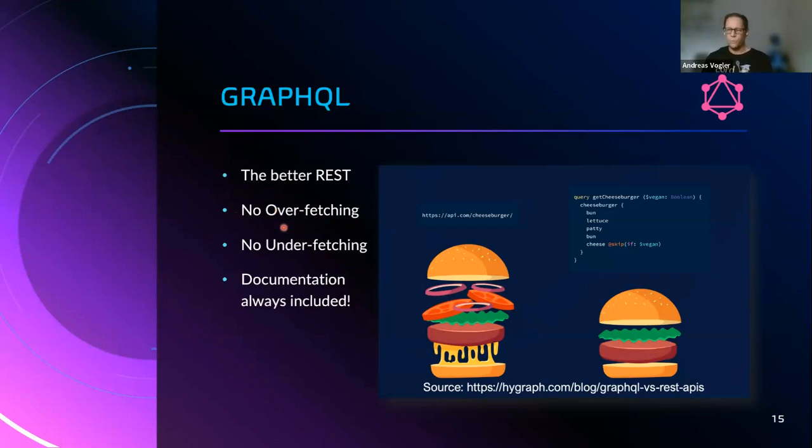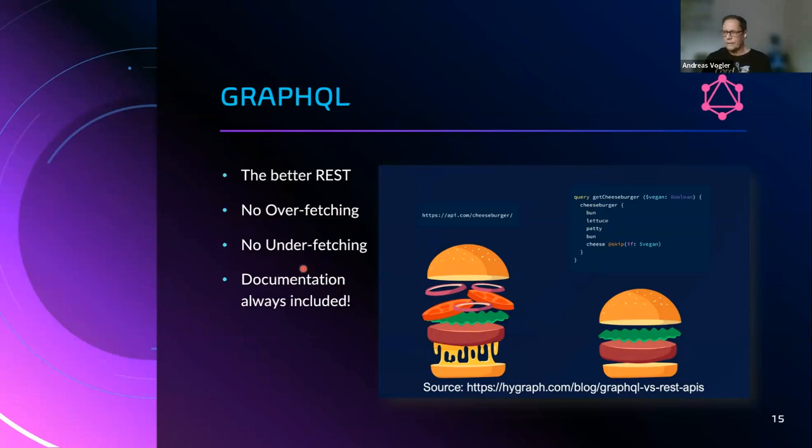Just as an example, it solves the overfetching problem. For example, when you have a REST API, you see this cheeseburger API, and you request the cheeseburger, then you get the full-blown cheeseburger, and you get all of the data, and then afterwards you have to select the pieces you want to have. With GraphQL, this is different. We see here an example query, a descriptive language, where you specify exactly what you want to have from the burger. That means the transported data is highly optimized because only the data you really want is transported. There's also no underfetching.